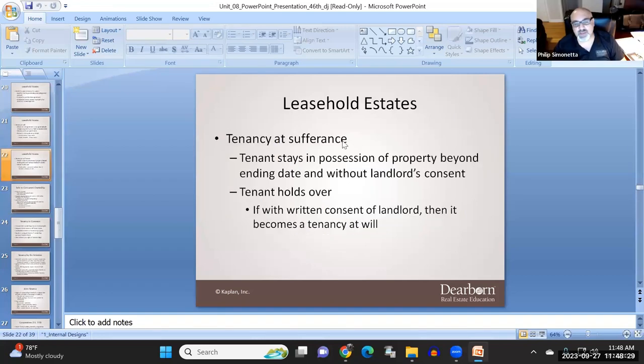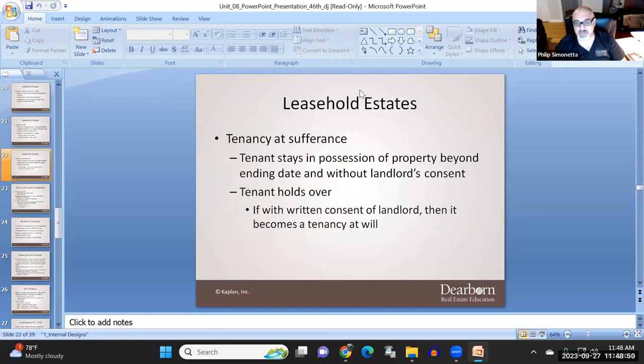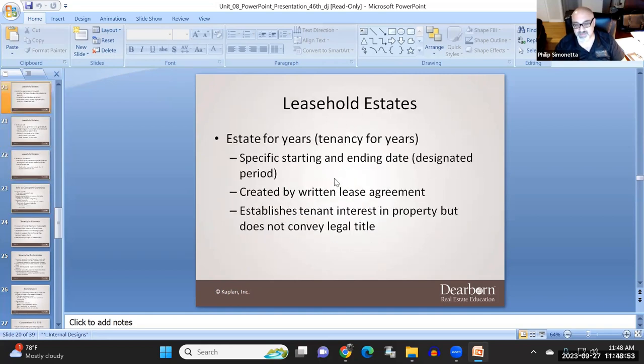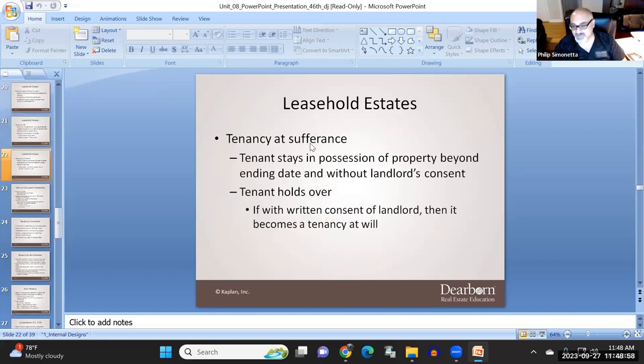So let's look at the different types of ownership now. So now we know you have freehold and you have leasehold, right? Freehold has fee simple estate and a life estate. Life estate, when it ends, it goes to a remainderman, or it goes in reversion, right? It goes back to whoever gave it. Leasehold estate has three types: the tenancy for years, or estate for years, tenancy at will, and the tenancy at sufferance, right? Tenancy for years turns into tenancy at sufferance if it overstays and in writing. So now we know all that, right?